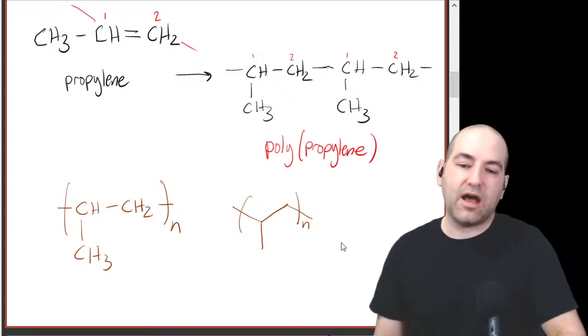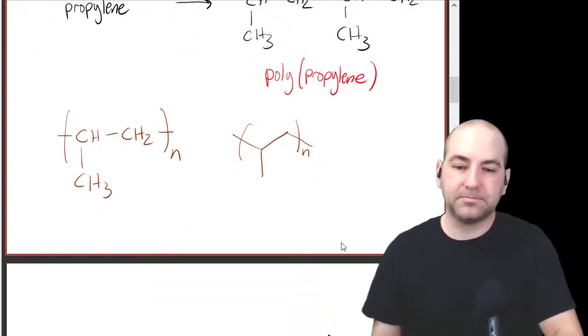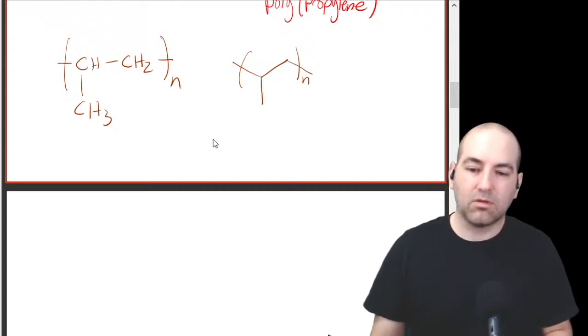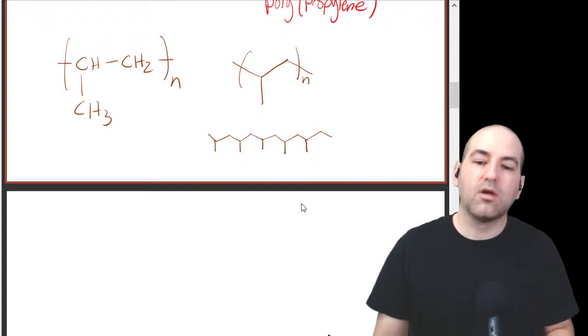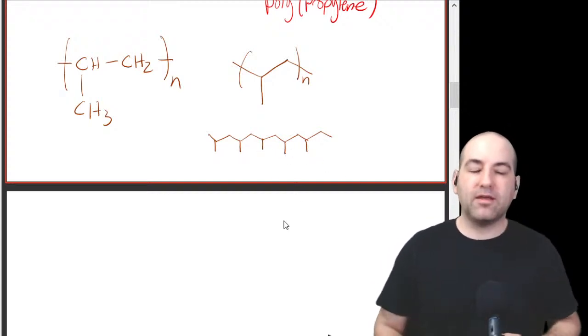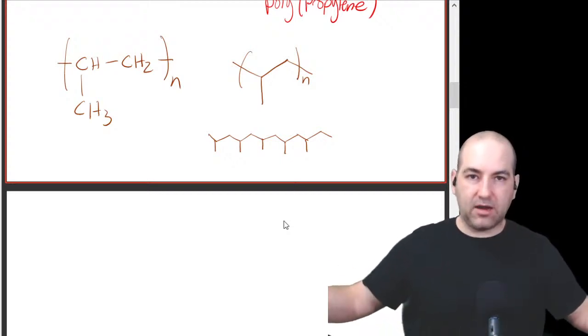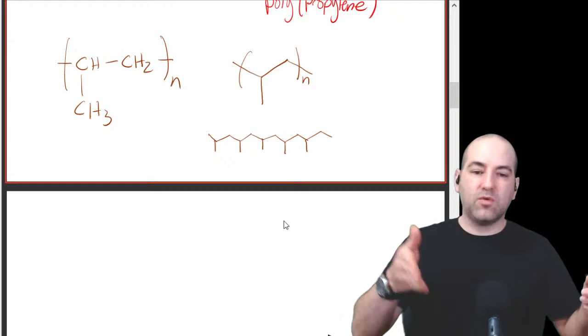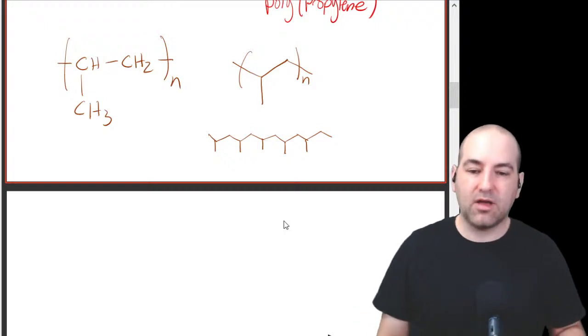And if we were to draw that out in a longer chain, just so you can kind of see what it might look like. So you'd have something like that. Where polyethylene is just a chain of carbon atoms, polypropylene is a chain of carbon atoms with an extra carbon hanging off every other one.